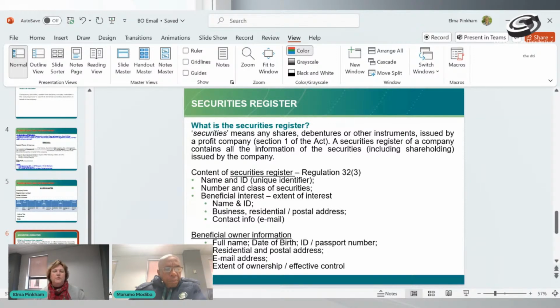So the content that must be reflected in terms of Regulation 52.3 is the name and ID number, the number and class of securities, the beneficial interest or extent of interest, the business and residential or postal address, and the contact information or email. So the beneficial owner information will be the full name, the date of birth, the ID or passport number, the residential and postal address, and the email address. Marumu?